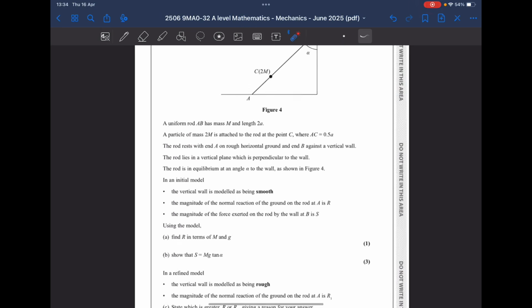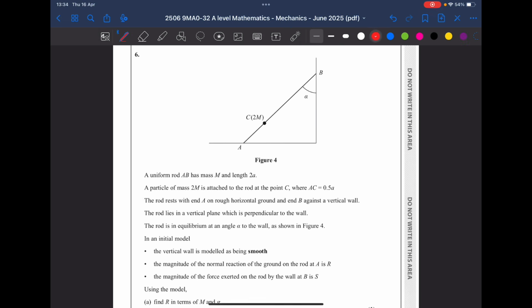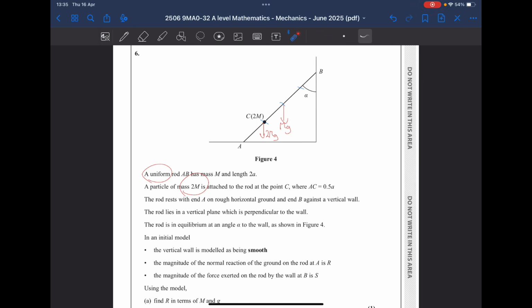Number 6 then, we've got some moment stuff. So we've got a uniform rod, mass in the middle. So it's going to have a mass of m, with a weight of mg coming down. A particle of 2m is attached at this point, so that's going to be 2mg. And AC is 0.5a. We know it has a whole length of 2a, so effectively we can split it into 4 equal parts: 1, 2, 3, 4.